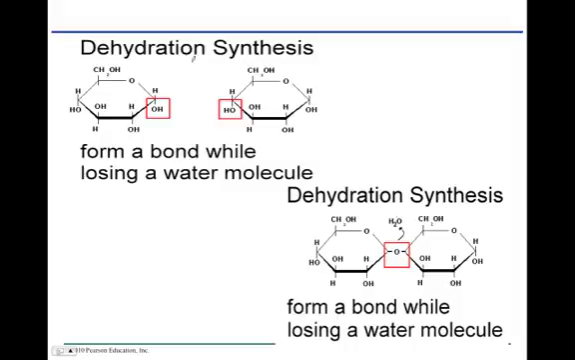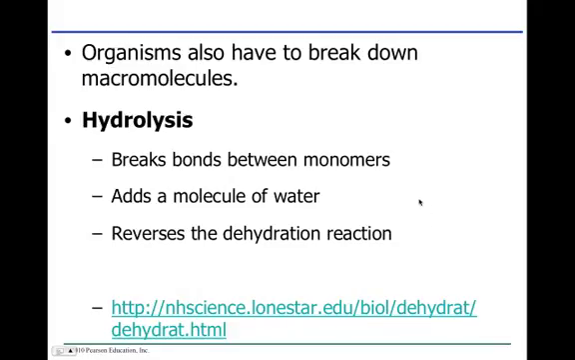Here are two monomers. And in order to form a bond between these two, as you see here, water has to be released and energy is put into the system. So organisms have to break down these macromolecules, as I said, during digestion. And that is what breaks the bonds between the individual monomers and it adds a molecule. It's the exact reverse of dehydration synthesis.